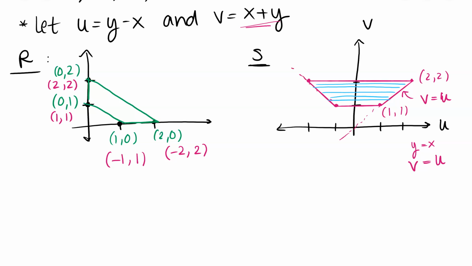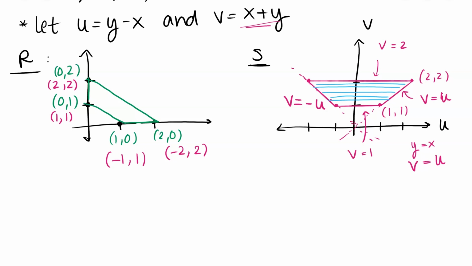Likewise, this line right here is the same thing, right? It's going to go through the origin but has a negative slope. So this is going to be v equals negative u. The top one obviously is just v equals 2, and the bottom one here is v equals 1, because it's a horizontal line, right? All right, I think we're almost ready to go.